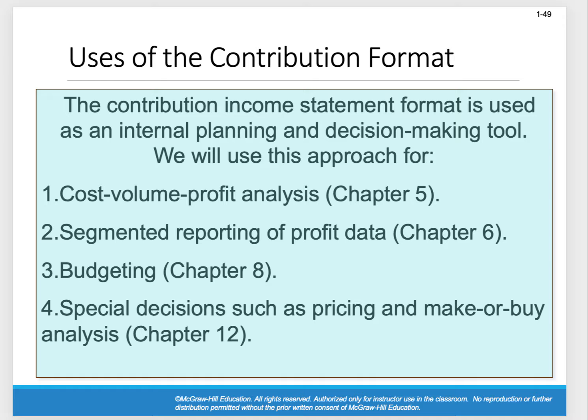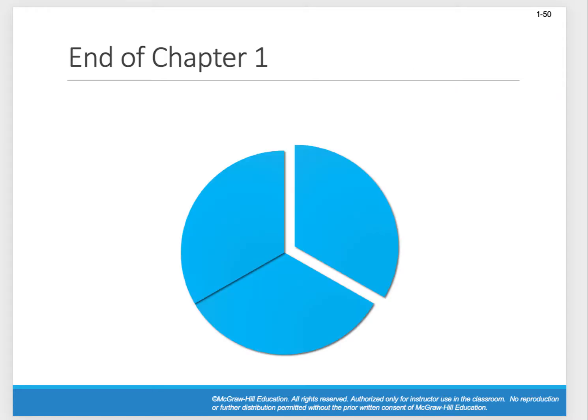I already mentioned we're going to see it in CVP analysis, which is chapter 5. We're going to see it in segment reporting and profit data in chapter 6. We're going to see it again in chapter 8 when we do some budgeting. And we're also going to see it in chapter 4 when we do some differential analysis, making special order decisions. So that's pretty much the end of chapter 1.